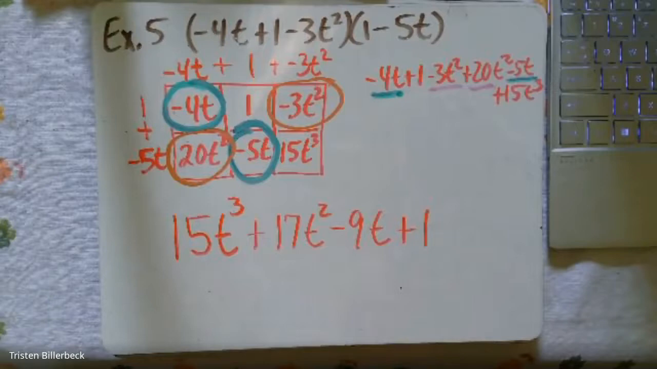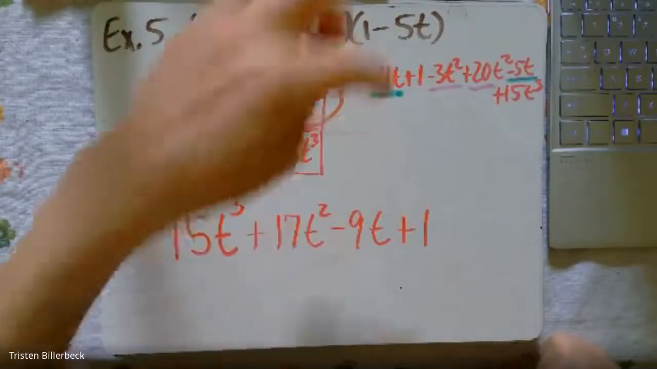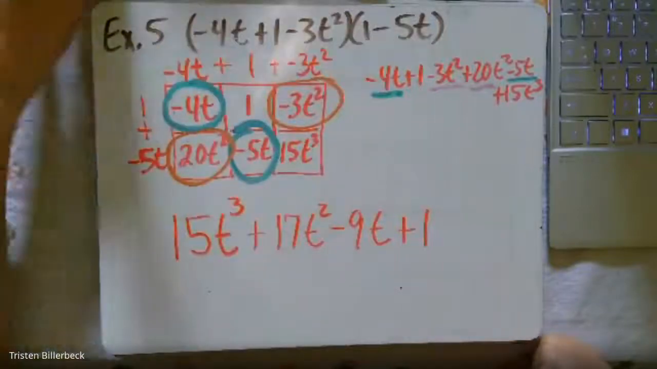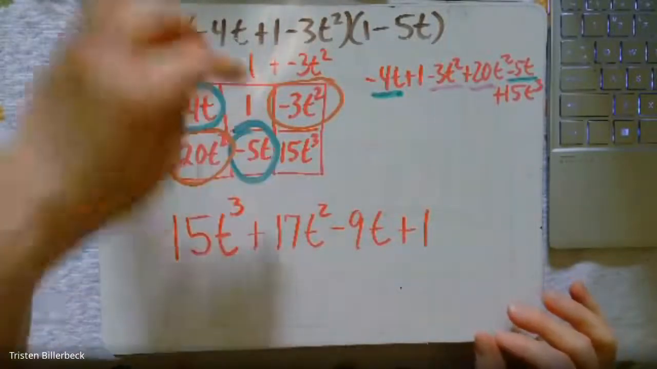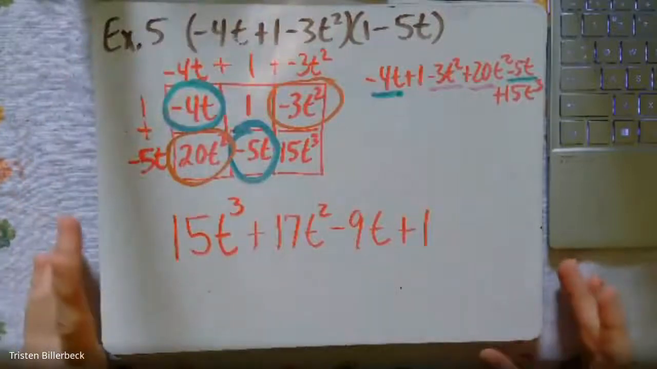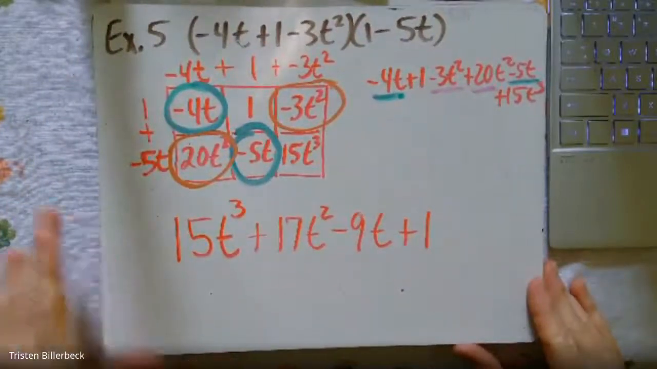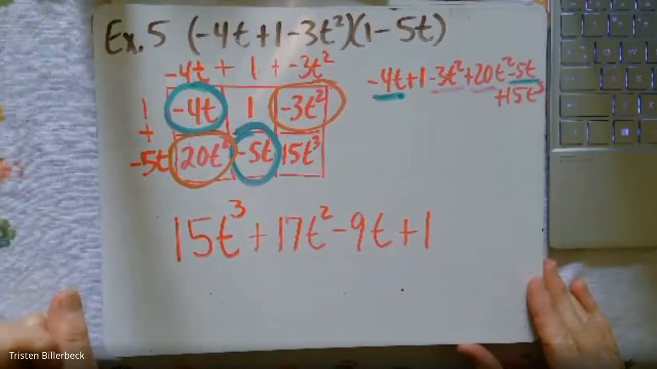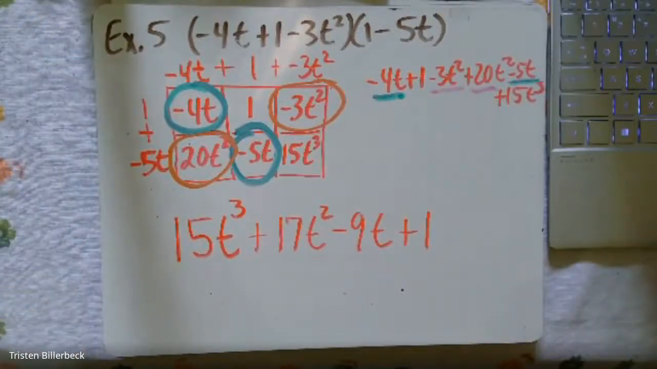Okay, so you have two ways you can do it. You can distribute using the FOIL method, or with trinomials and binomials, it's just called distribution. Or you could use this nice little box. So it's your choice, whatever you feel comfortable with.